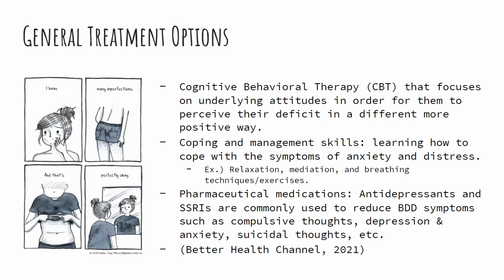So some general treatment options include cognitive behavioral therapy, that focuses on underlying attitudes in order for them to perceive their deficit in a different and more positive way. There's also coping and management skills, such as learning how to cope with the symptoms of anxiety and distress. For example, relaxation, meditation, and breathing techniques and exercises. This can all be done with the help of an occupational therapist.